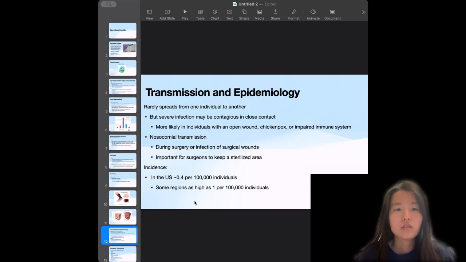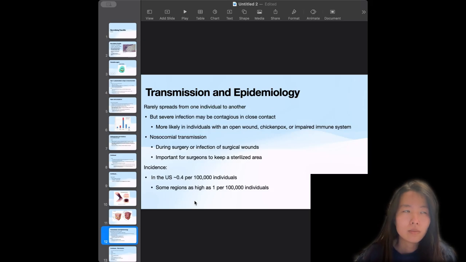Incidence reports in the United States show that there are about 0.4 infected individuals per 100,000 individuals, and in regions where there are higher infection rates, it's about 1 per 100,000 individuals.